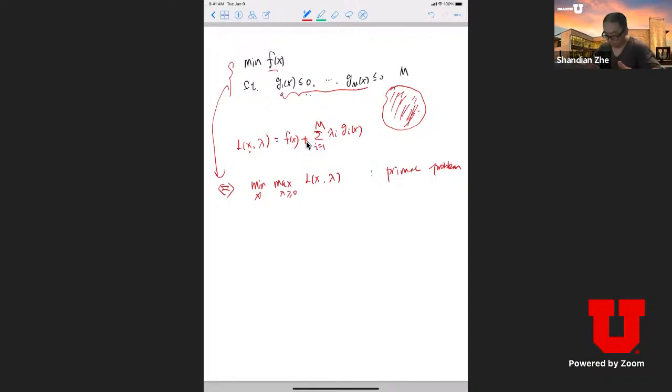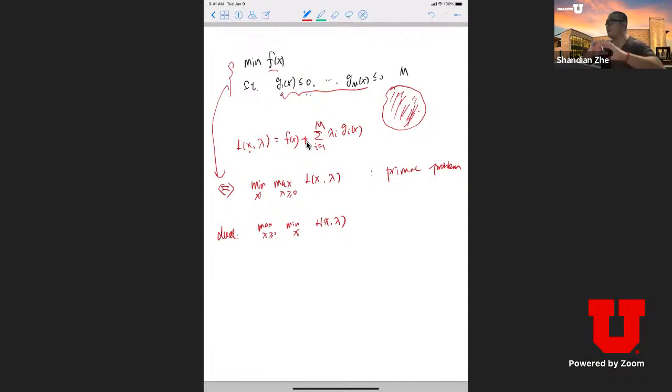So the dual form is to optimize the same Lagrange function, but in the inner level, we minimize over x in the whole space, and at the outer level, we do the max. Again, we need to restrict lambda to be non-negative. Obviously, the solution for the dual form does not necessarily equal the solution of the primal form.